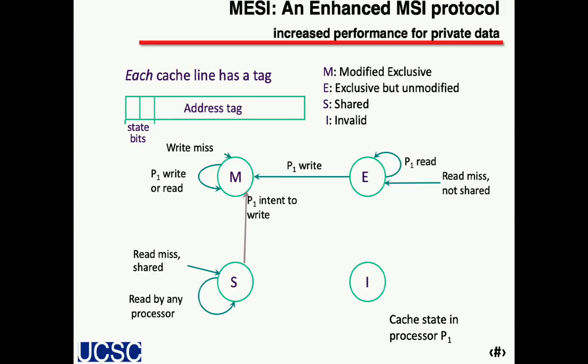So it can typically read before it writes. And so if you're the only one who's reading it, you basically can get the exclusive access right away. And then when you want to upgrade your access to writes, you can do that without having to broadcast. Now, if you're in that E state and someone else wants to read the data, well, now they'll have a copy, and you won't be exclusive anymore.